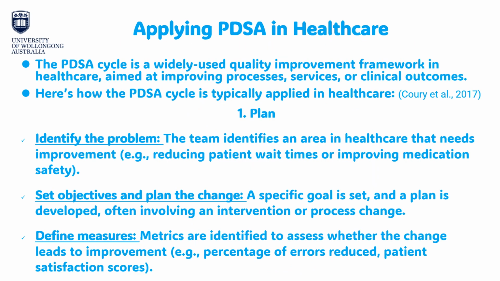So let's see how these 4 steps are applied in healthcare. The PDSA cycle is a widely used quality improvement framework in healthcare aimed at improving process, services, or clinical outcomes. First, plan. Identify the problem. The team identifies an area in healthcare that needs improvement, for example, reducing patient wait times or improving medication safety.